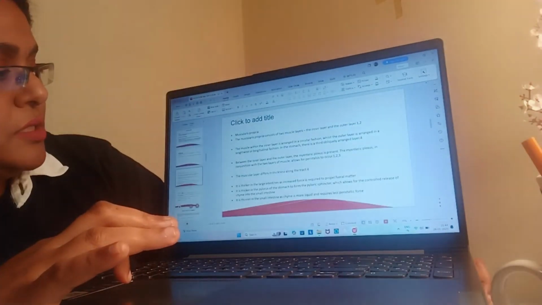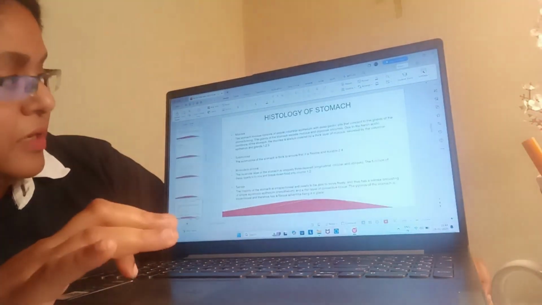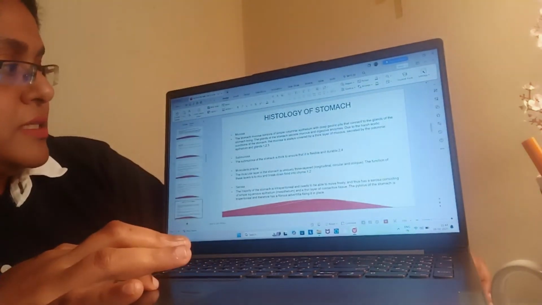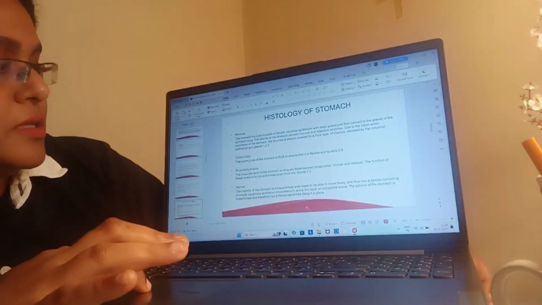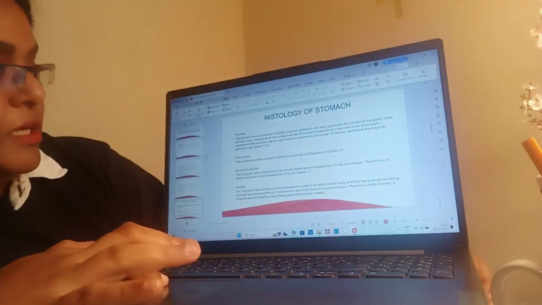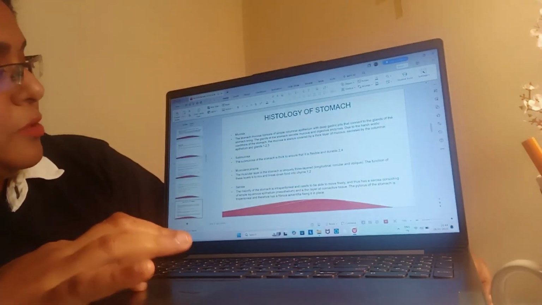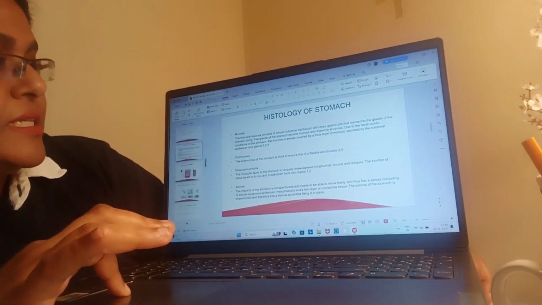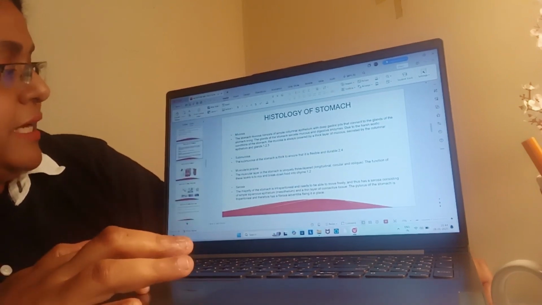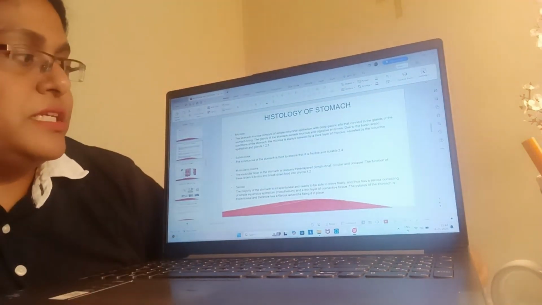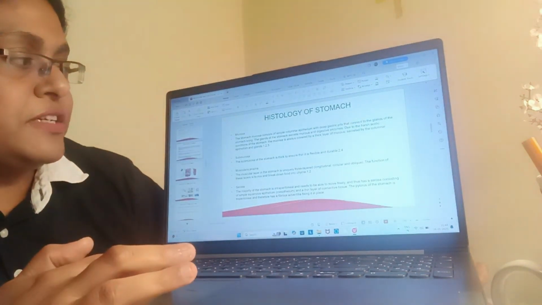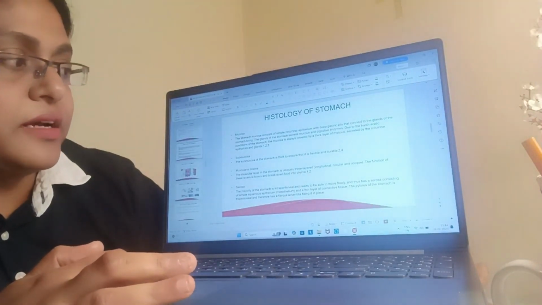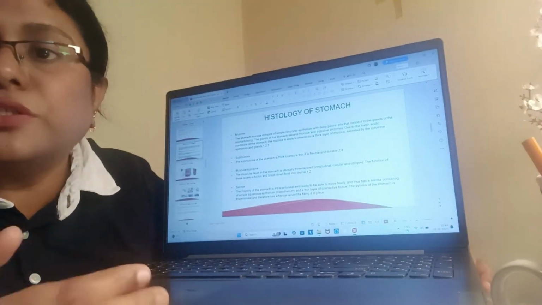Next, we talk about the histology of the stomach. The stomach mucosa consists of simple columnar epithelium. The glands of the stomach mainly secrete mucus and the digestive enzymes. The second layer is the submucosa. It is very thick, and it ensures that the stomach is flexible and durable.